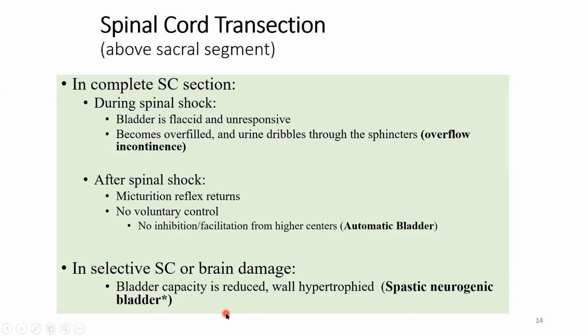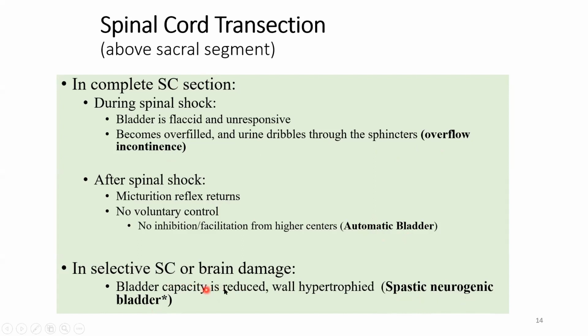These are terms which you need to look up and remember, because these are the terms which are used in your assessment. An examiner can simply ask you what is an automatic bladder. You have to come up with all of this. The examiner can ask you about overflow incontinence. When do you have this? You will say deafferentation and during spinal shock of spinal cord section. And spastic neurogenic bladder is when higher centers get damaged.